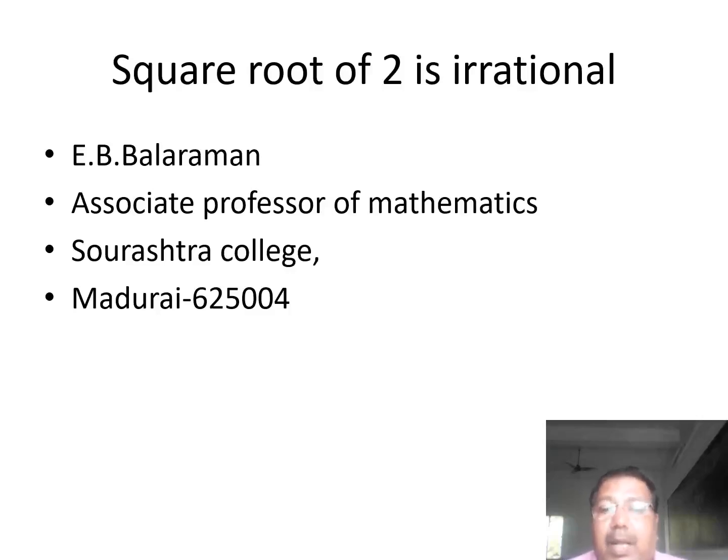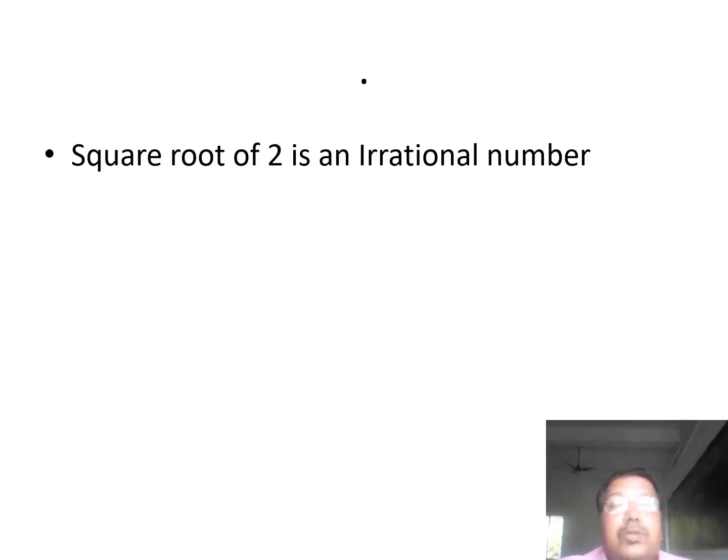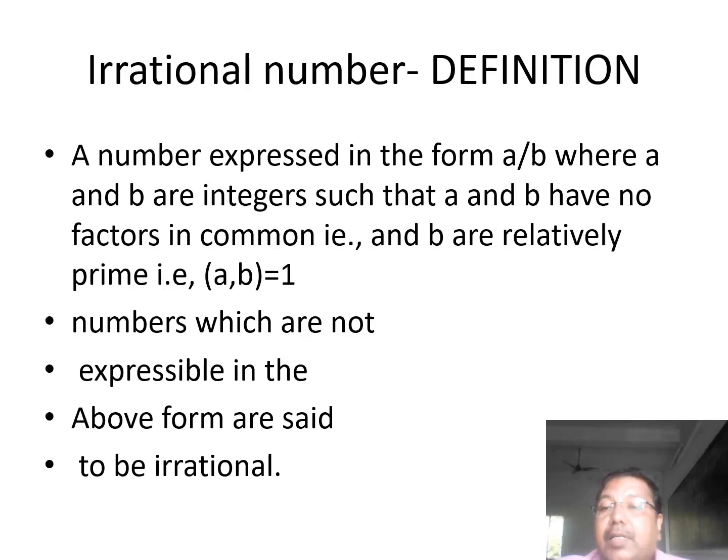So mathematics contains a lot of techniques to prove very important results. In this presentation, I use the Pythagorean method to prove that square root of 2 is an irrational number. So square root of 2 is an irrational number is the result we are going to prove.